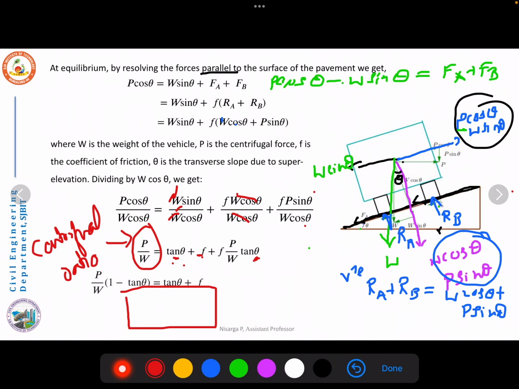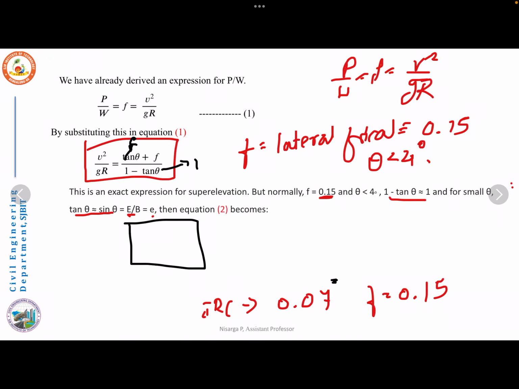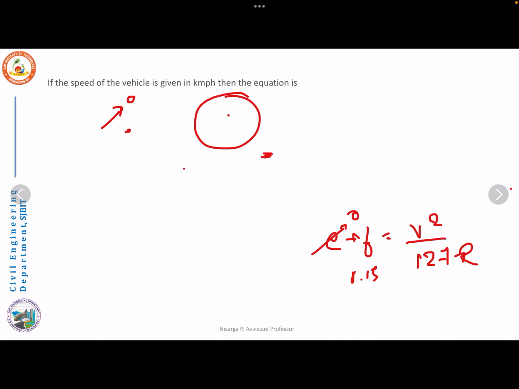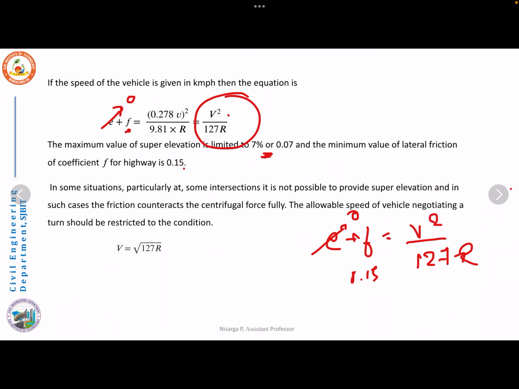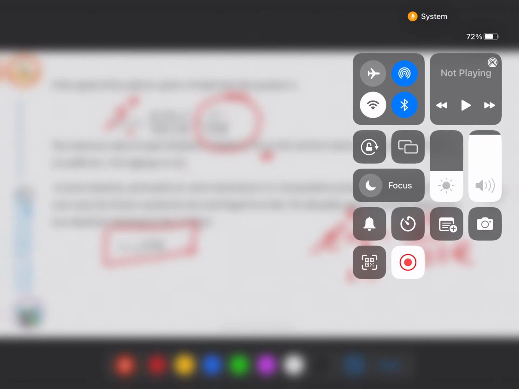So this is how we analyze the various forces acting on the horizontal curve and derive an expression for super elevation. In the next session, we'll see how to design the super elevation at horizontal curves. Thank you.